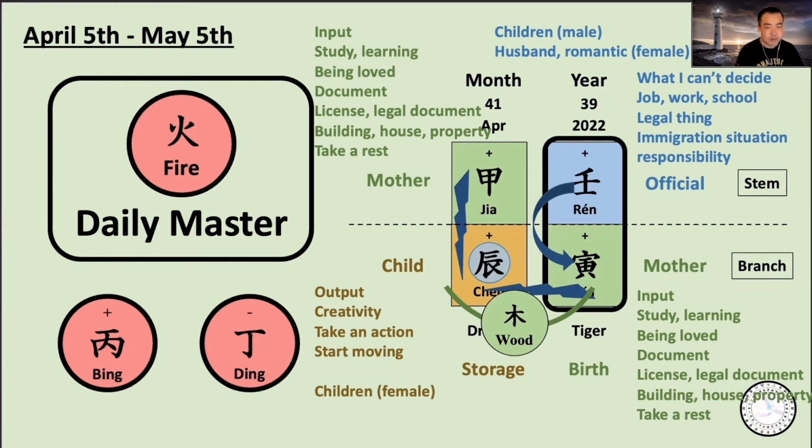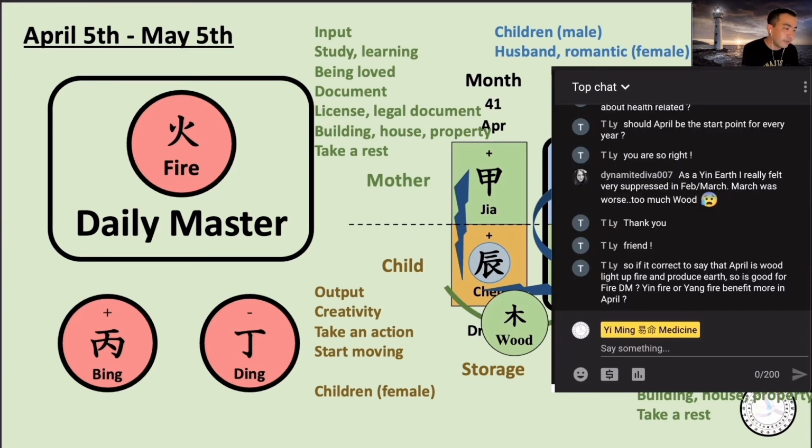And if that becomes metal, that is also a different way. As an earth, I really felt very suppressed in February and March. March was worse, too much wood. Yeah, that's right. We will do the earth next.